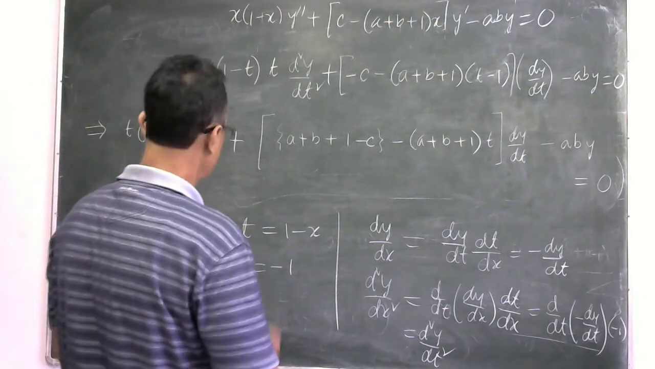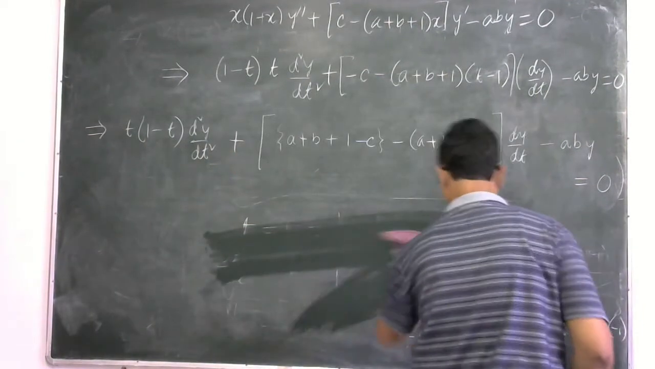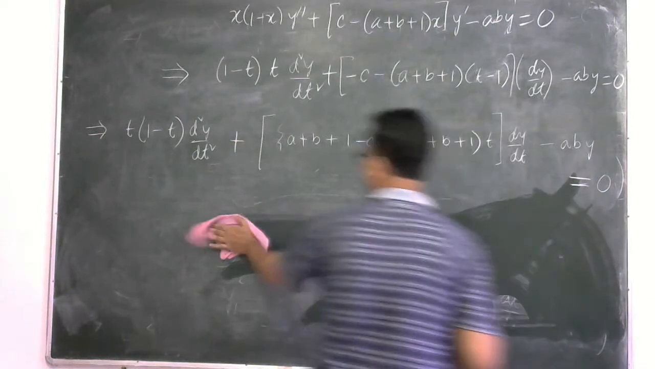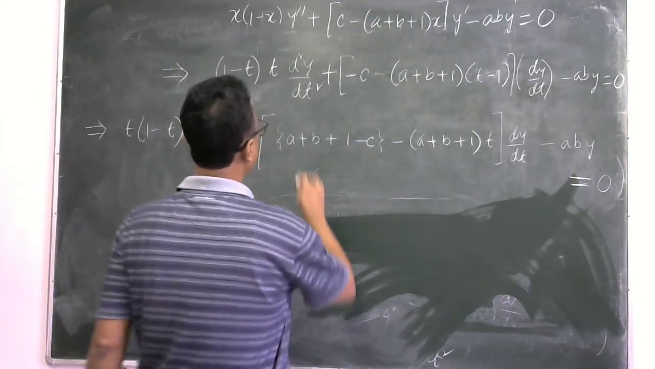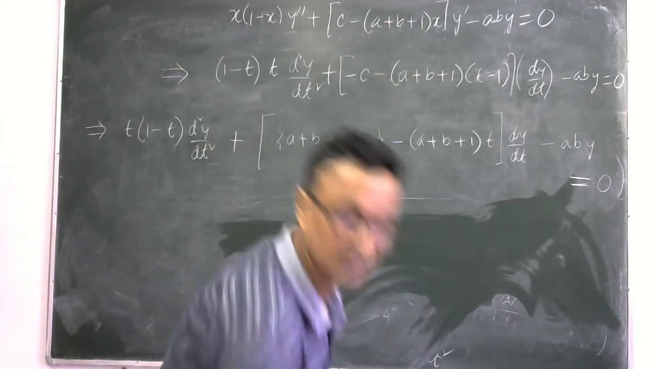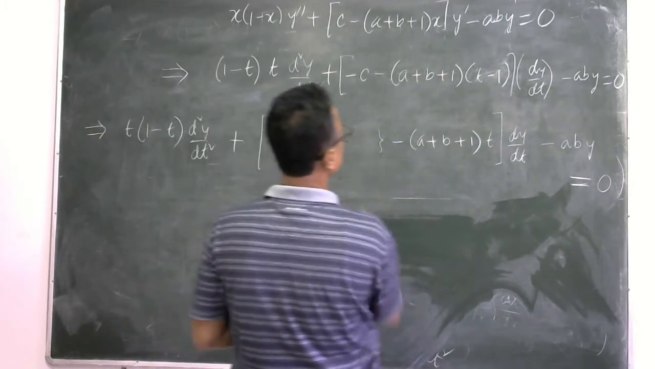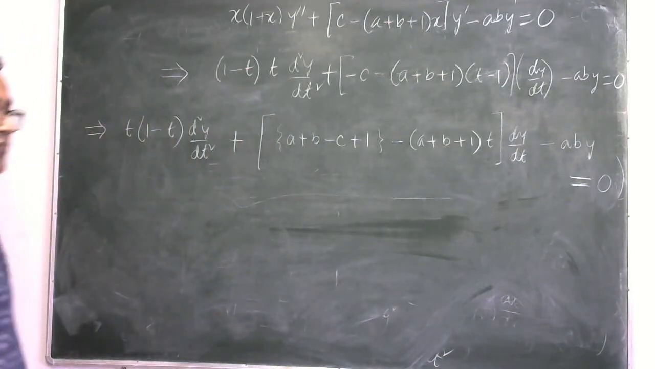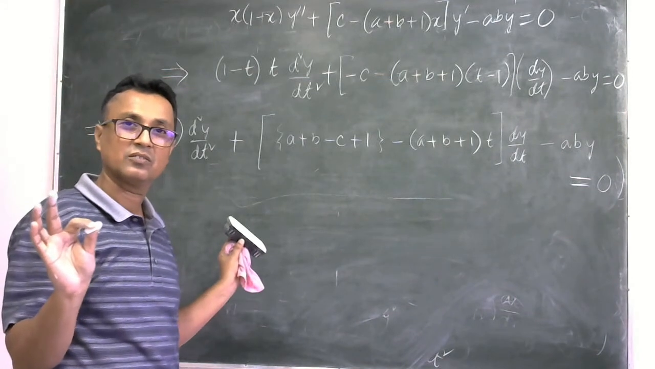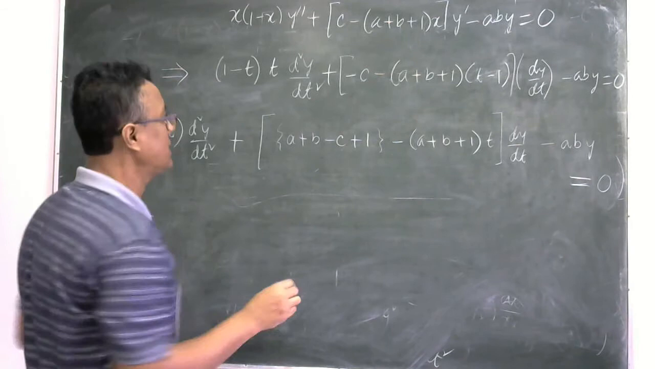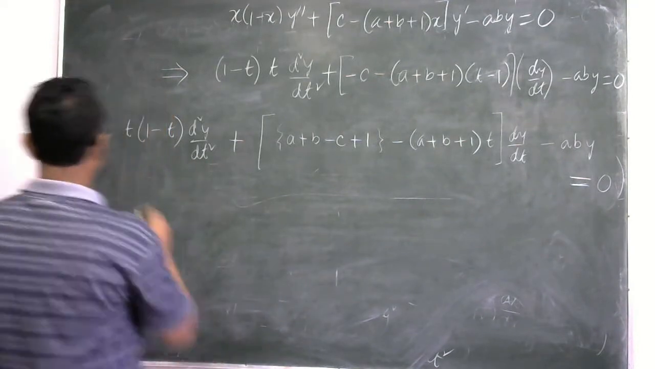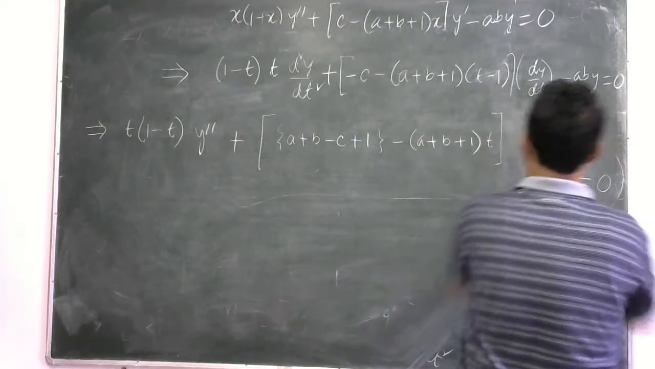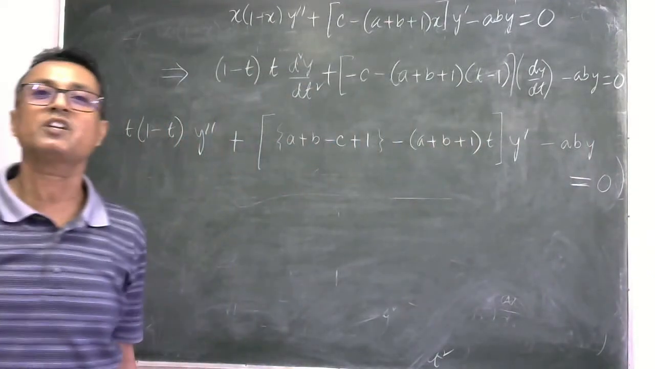Okay, so maybe I can write it as... fine. So far so good, right? Is it okay with everybody? The new equation, right? So now, suppose I simply call it y double prime, and this is y prime, where the prime denotes the derivative with respect to t, right?